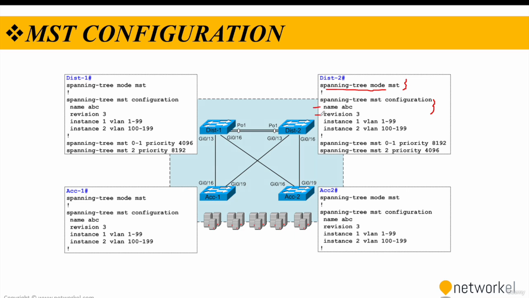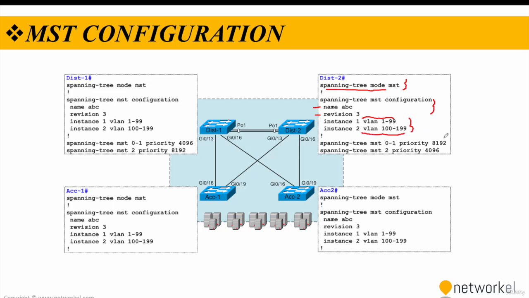In the next step, you need to map VLANs to specific MST instances. Each MST instance corresponds to a spanning tree instance. So this is how I am doing the mapping. For example, instance 1 covers the VLAN range between 1 and 99, and instance 2 covers the VLAN range between 100 and 199.